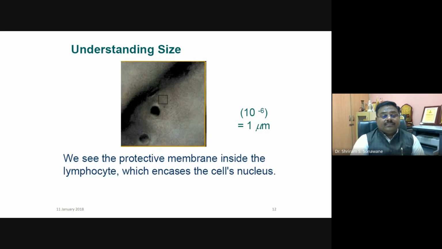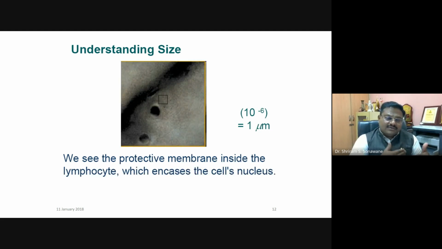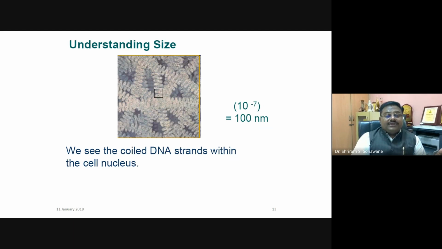Next slide. At around 10 to minus 6 meter or 1 micrometer, we see a protective membrane inside the lymphocyte, which encases the cell's nucleus, right? So this is the magic. When we go towards finer and finer scale and length, we can see what is not visible at ordinary scale. Next slide. At around 10 to minus 7 meter, that is 100 nanometer.